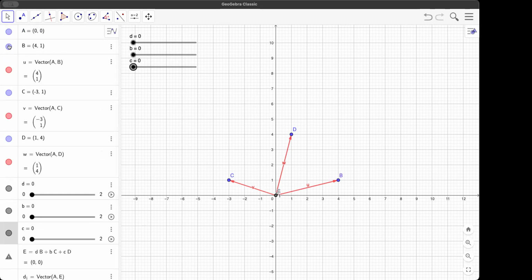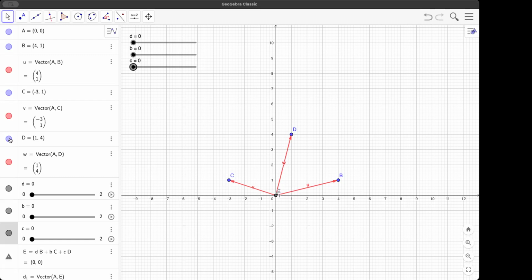Okay, so you have three vectors. The first is 4, 1, which is this vector that ends at the point B. Another one is C, which ends at negative 3, 1. And then I have another vector, which is 1, 4. I'll write this on the iPad in a moment, but just imagine the matrix. I'll put it here so that you can refer to it.